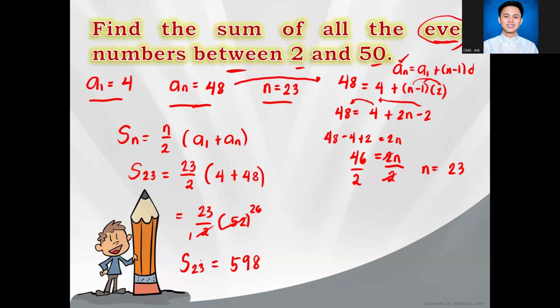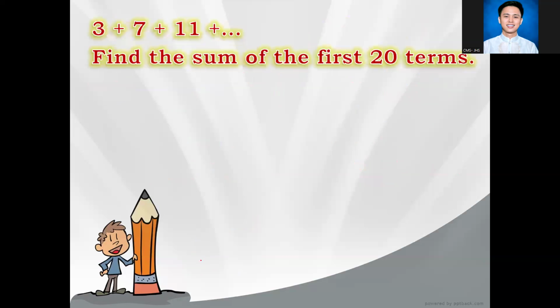Clear? Next example. So we have here 3 plus 7 plus 11 plus, and then we don't know, but our task is to simply find the sum of the first 20 terms. So if the question is just like this, we are adding the first 20 terms, that means our n here is 20, right? The first term is 3.